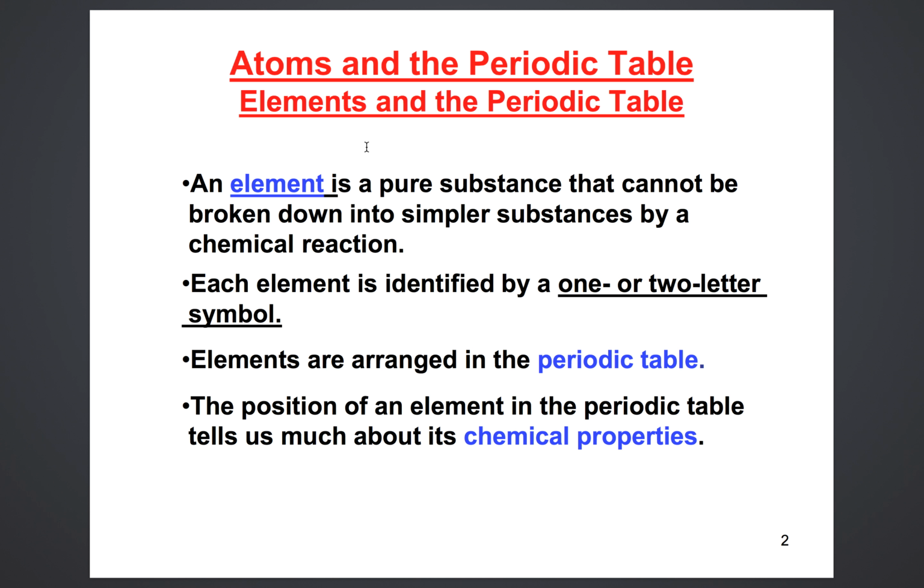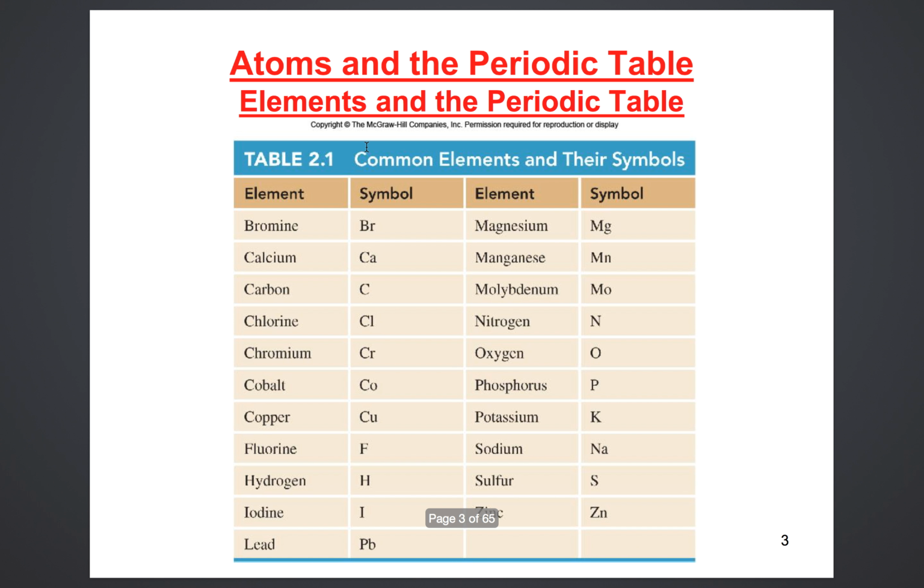So what it basically says is that an element cannot be broken down. An element is identified by a one or two letter symbol. It cannot be more than that. And elements are in the periodic table, and the position of an element in the periodic table tells us about the chemical properties, like mass and so on.